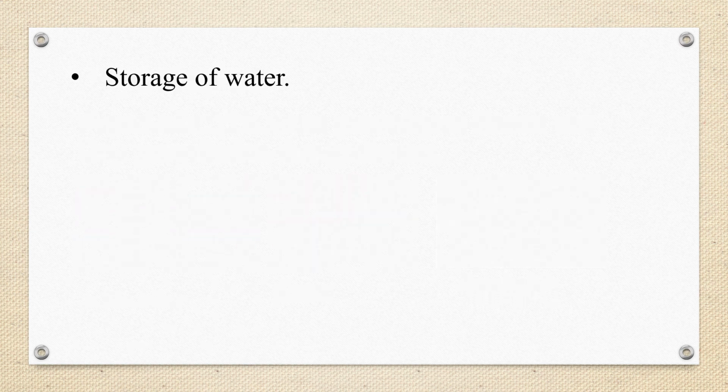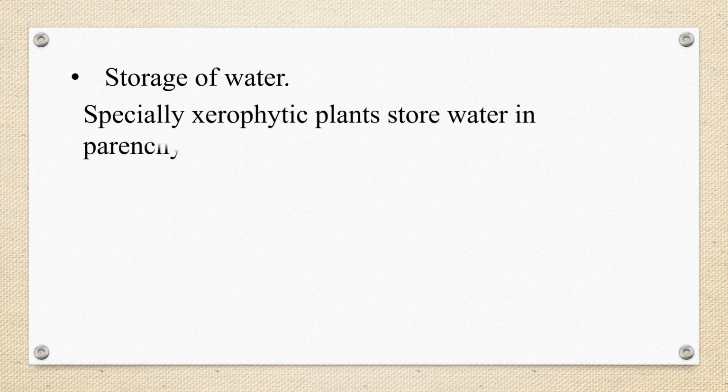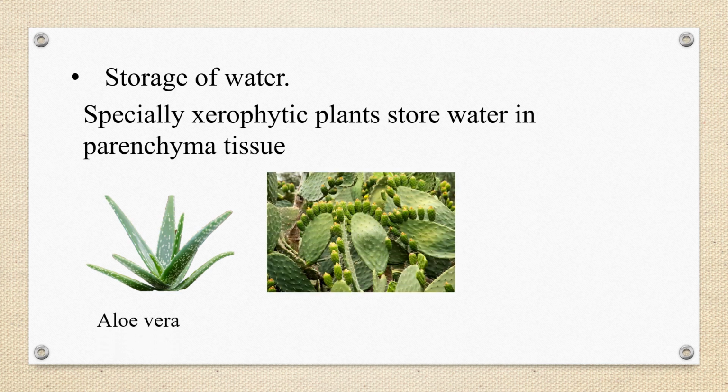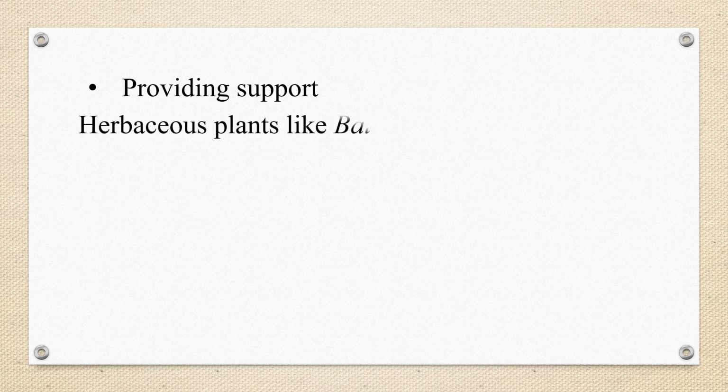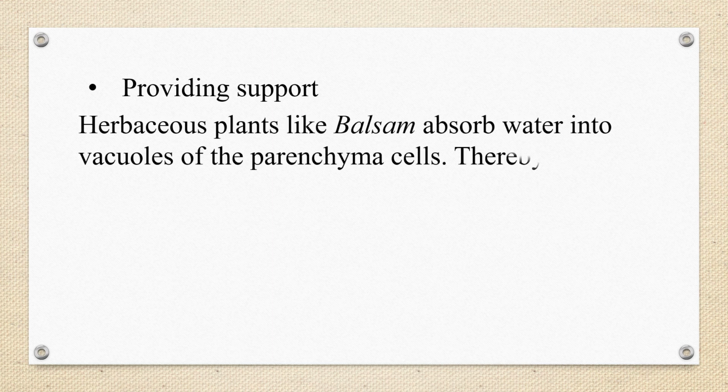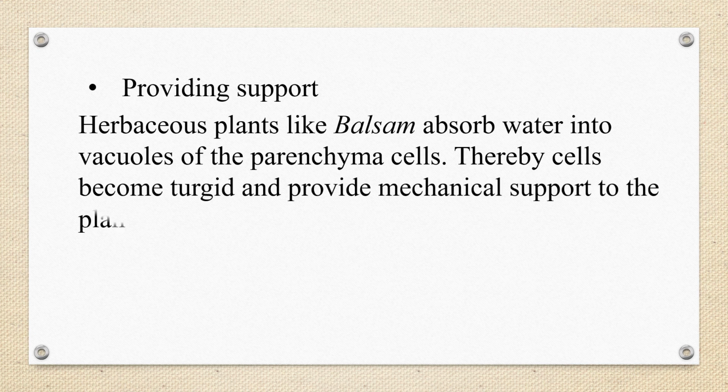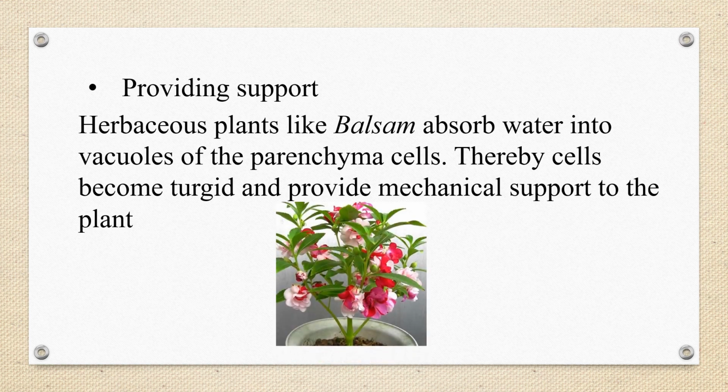Next function is storage of water. Especially xerophytic plants store water in parenchyma tissue. Xerophytic plants means they grow in very dry areas. Aloe vera, cactus, and bryophyllum are the examples for this one. The last function of this parenchyma tissue is providing support. Herbaceous plants like balsam absorb water into vacuoles of the parenchyma cells. Thereby cells become turgid and provide mechanical support to the plant. This is the balsam plant.